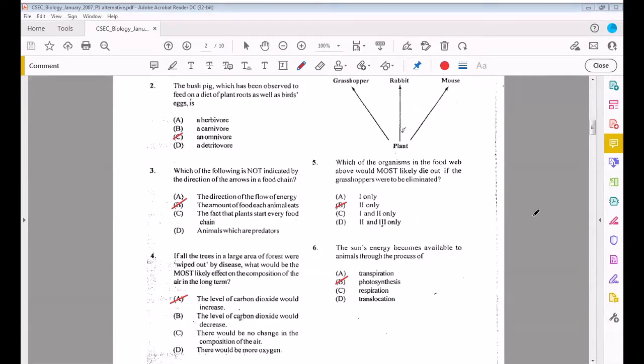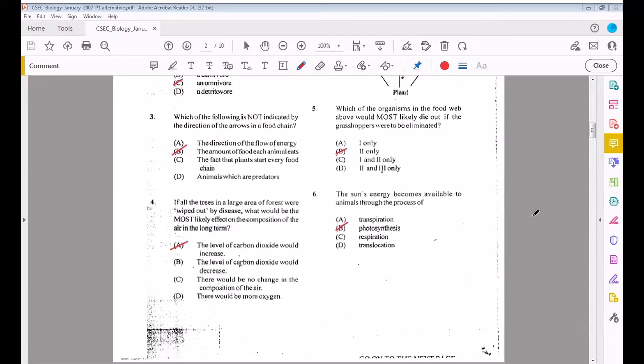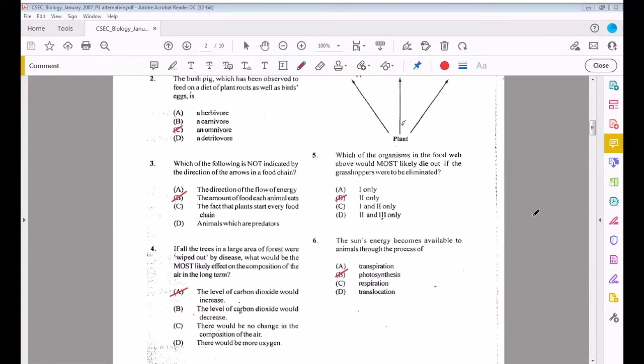Two, the bush pig, which has been observed to feed on a diet of plant roots as well as birds' eggs, is C, an omnivore. Three. Which of the following is not indicated by the direction of the arrow in a food chain? B, which is the amount of food each animal eats. Four. If all trees in a large area of forest were wiped out by disease, what would be the most likely effect on the composition of the air in the long term? The answer is A. The levels of carbon dioxide would increase.